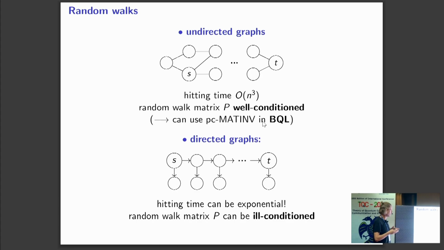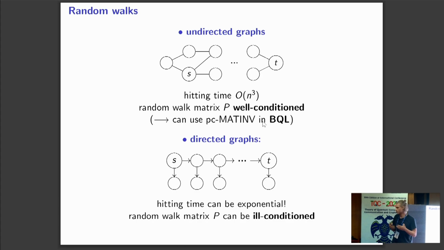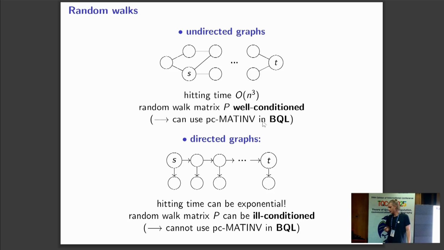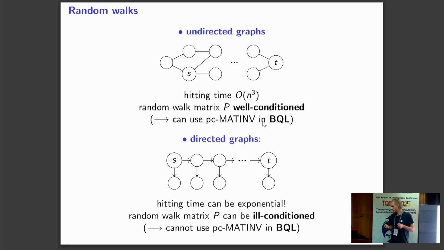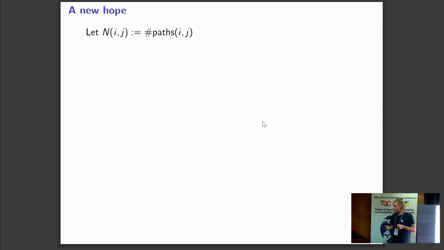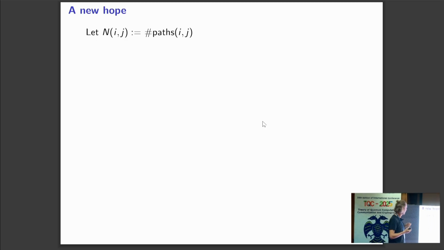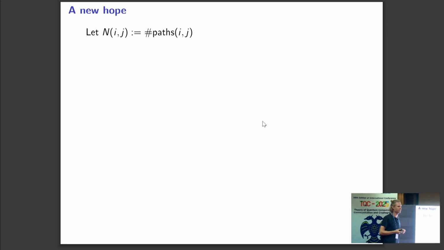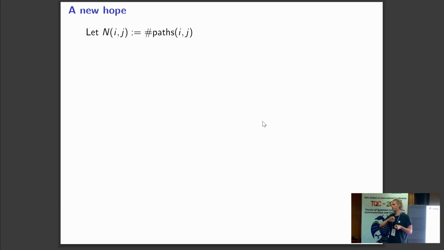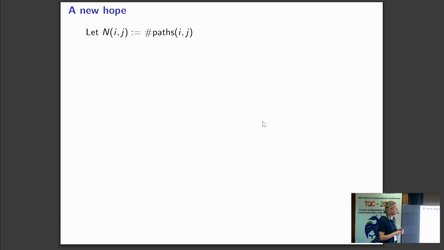Okay, so if you look at the random walk matrix P, then it can be ill-conditioned in contrast to the undirected setting. And hence, we cannot use polyconditioned matrix inversion in BQL. Okay, so that would have been the first idea that we tried. Unfortunately, that doesn't work. Luckily, we found another idea that does work. So let Nij denote the number of paths between vertex i and j in the input graph. Okay, I'm going to assume that this graph is acyclic, so that this number of paths is finite between any pair of vertices S and T. Actually, you can assume that without loss of generality.